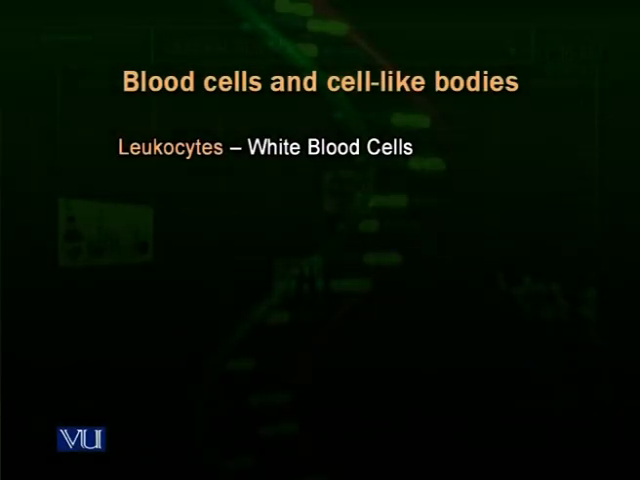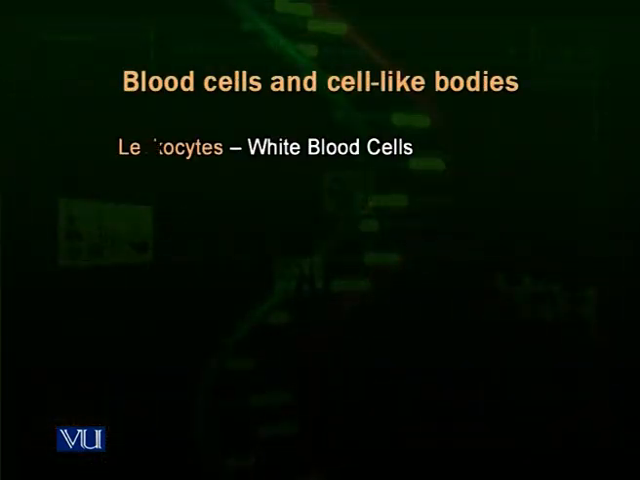The next cells are the leukocytes. Also, we call them white blood cells. These blood cells are actually transparent. If we stain them, then we can look at them. We can make a slide of blood cells. If we want to, we can take a drop of blood on a slide and make a smear and stain them to observe under the microscope.